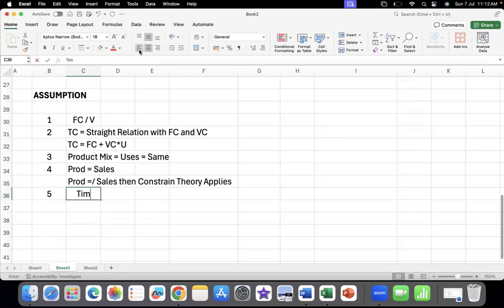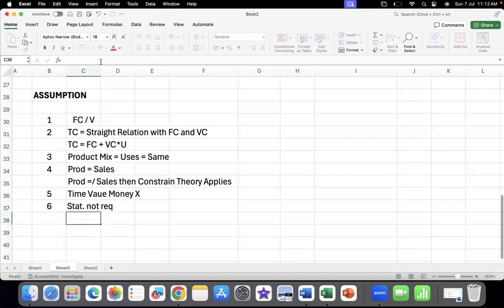And then we are ignoring the time value of money. We're not considering the time value of money, because that is something related to the financial concepts or the capital or fund management concepts. Financial statements are not required, but what we need is a contribution statement to do our analysis. So we don't require financial statements. What if there are no financial statements? You're fine with that. But then what we need is a contribution margin statement.